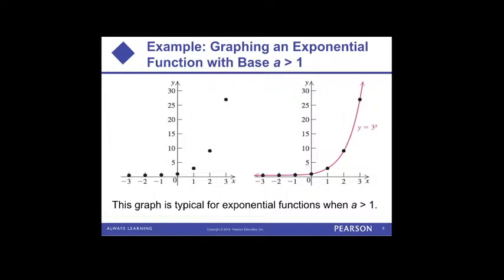And then going off to the right, y goes off to positive infinity. Right? There's no asymptote on the right-hand side, but there is a horizontal asymptote on the left. So this graph is typical for an exponential function when the base a is larger than 1. Again, this is an example where the base is larger than 1.